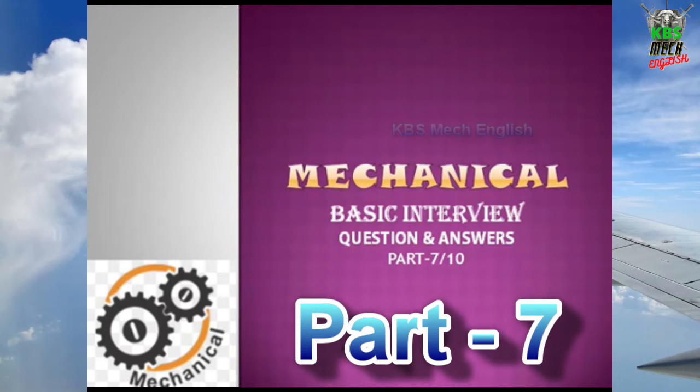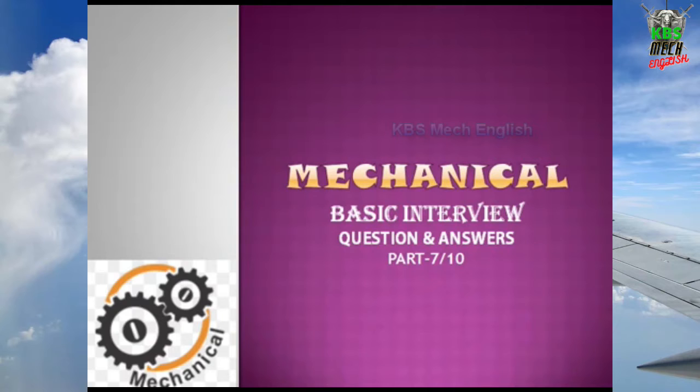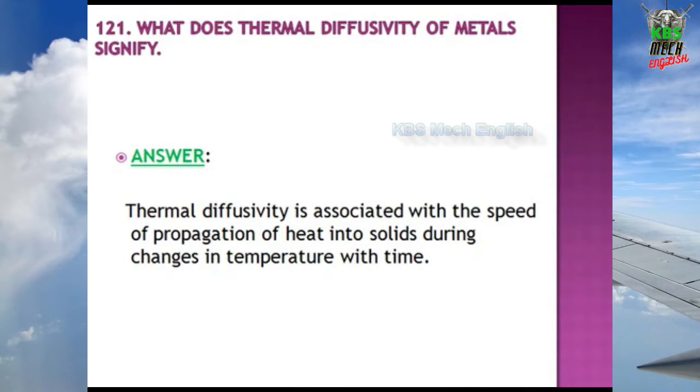Friends, this is section 7. Question number 121. What does thermal diffusivity of metals signify? Answer. Thermal diffusivity is associated with the speed of propagation of heat into solids during changes in temperature with time.